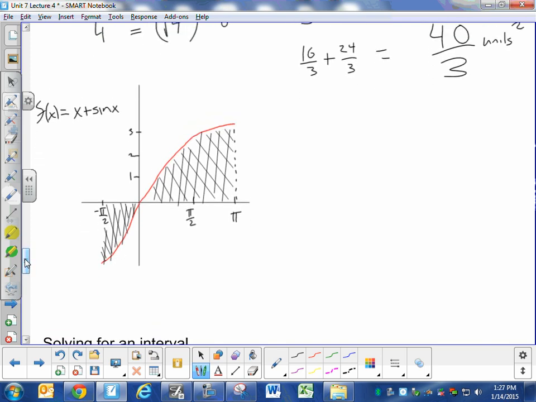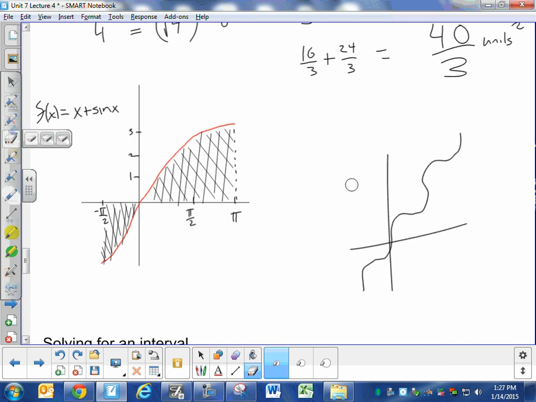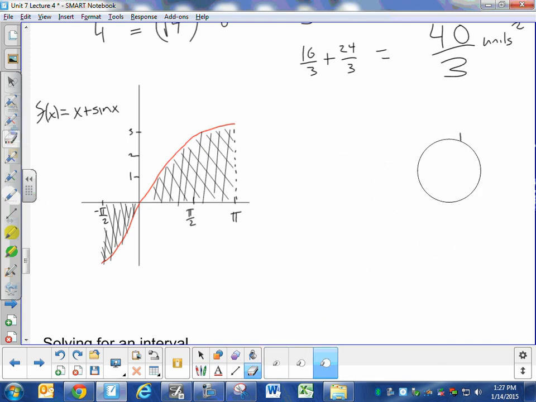Yeah, let's do that one. It's x plus sine x. X plus sine x is the sine curve, but it kind of goes on a diagonal, like that. We can find the area between x plus sine x and the x-axis from negative pi over 2 to pi.